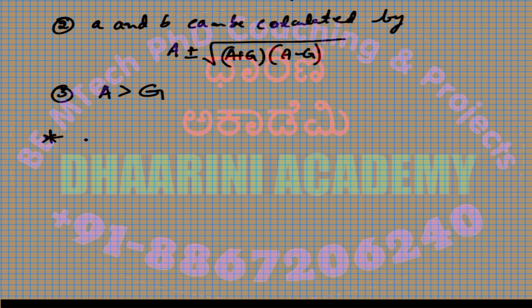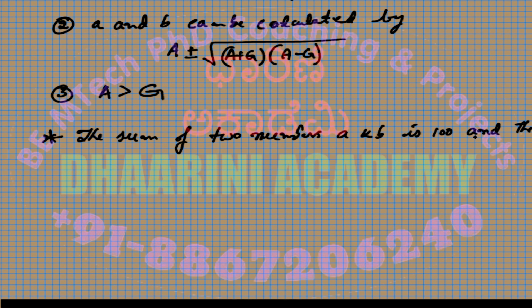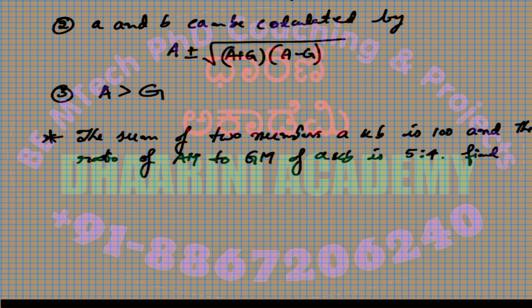All right, now the sum of two numbers a and b is 100, and the ratio of arithmetic mean to the geometric mean of a and b is 5:4. So the question is, find a and b.